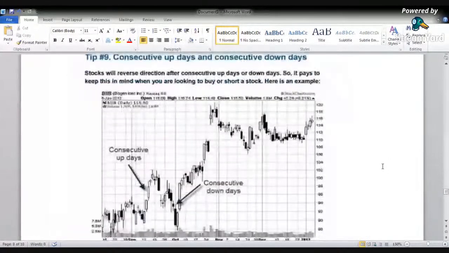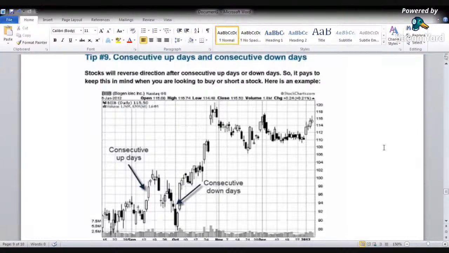Okay? A stock will reverse direction after consecutive up days or down days. So it is normal in the stock market. The price goes up for a number of days, and then it will go down also for a number of days. So you cannot expect the price to keep going up. There is a way that it will go down also. So ganyan po yung stock market. Kung tumataas yung stock, expect na mag-retrace yung price.